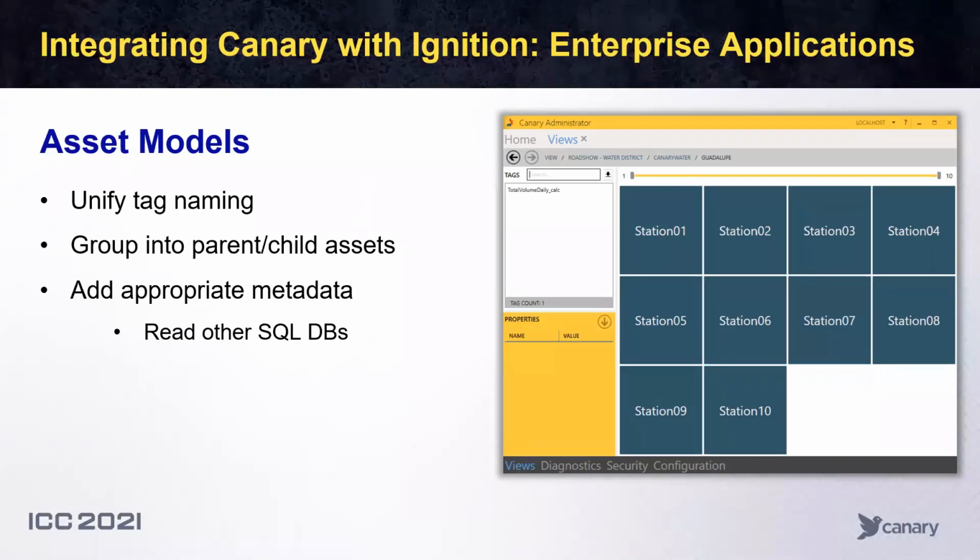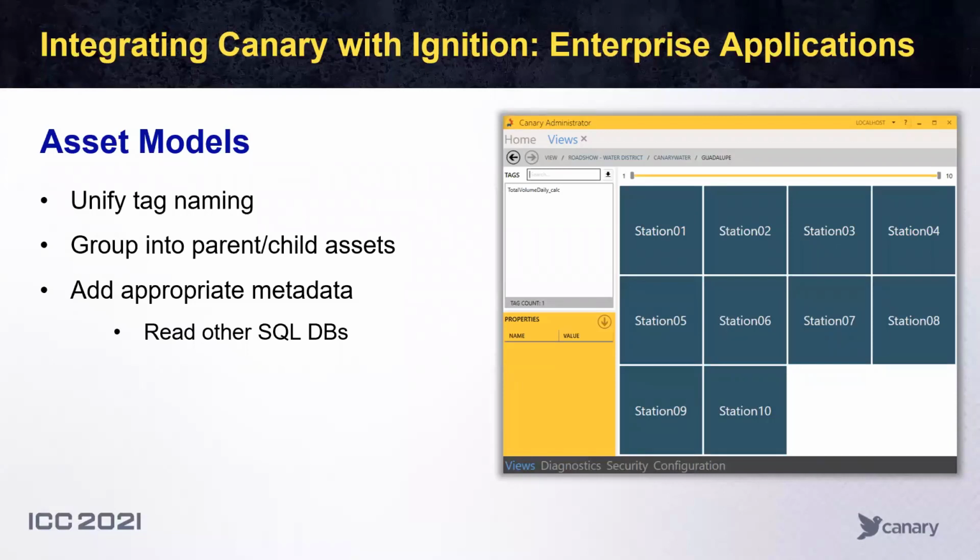But on the backside of that archive, we can create multiple virtual views of that archive, meaning that you can create essentially a translation layer between the client and the archive that will allow for tag names to be changed or aliased, tags to be grouped and referred to as assets, assets to be grouped into parent-child relationships, and I can also read additional metadata from other SQL databases.